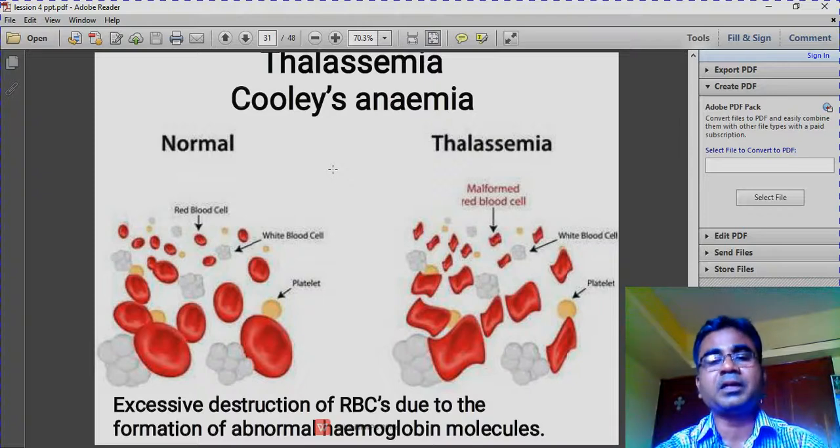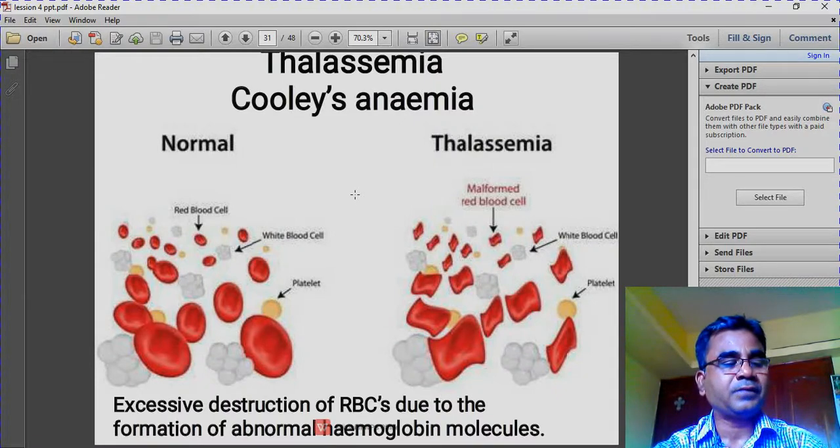If abnormal hemoglobin is produced, that will destroy the RBCs. So that is anemia. If RBCs are destroyed, the number of RBCs will decrease. That condition is anemia. So what is the gene?